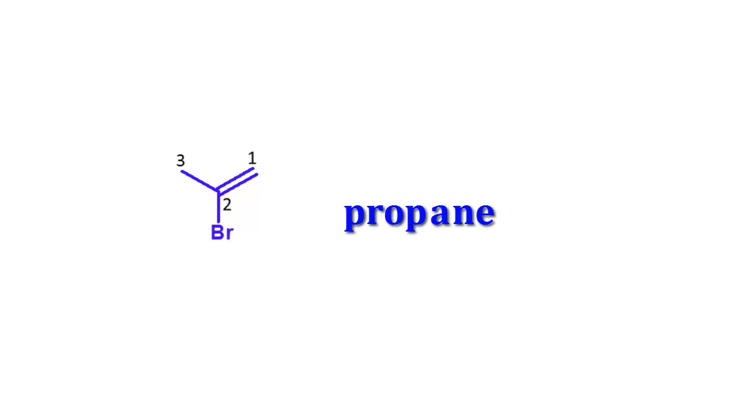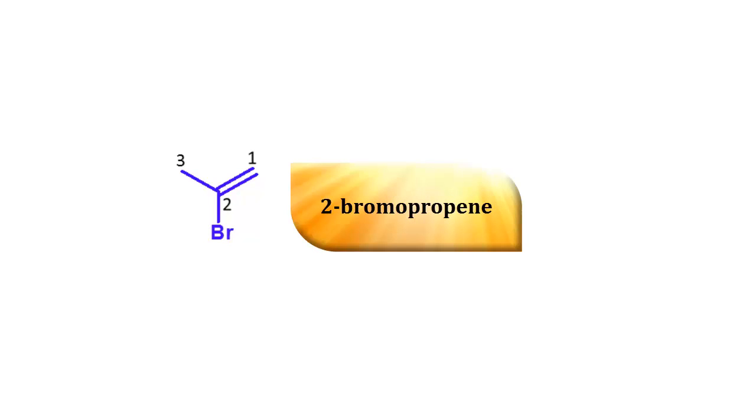For an alkane, this would be propane, but since this has an alkene group, we drop the A and replace it with E to make an ene suffix. So, propene. No need to add the location of the alkene double bond since it is implied to be on carbon 1. The only substituent on this parent chain is the bromine, which is located on carbon number 2. So the complete name of this compound is 2-bromopropene.